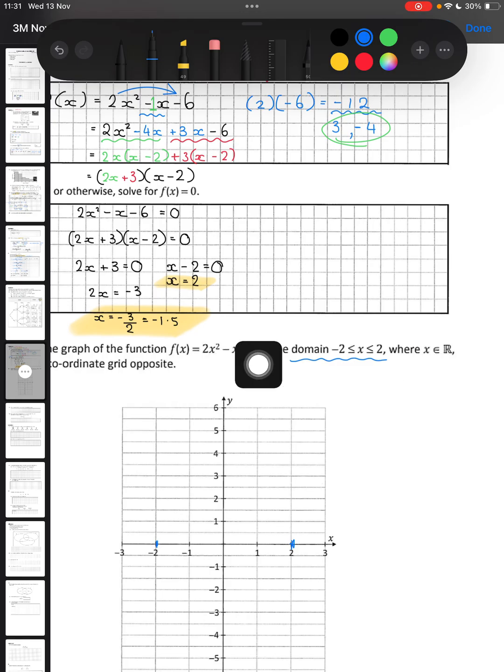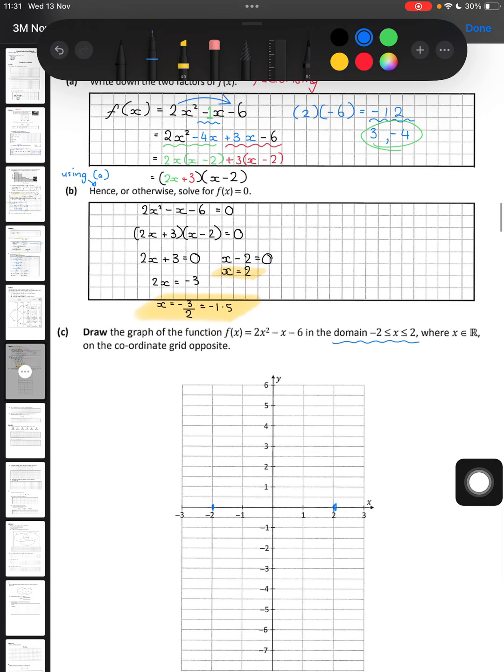Now we need to draw this graph. It doesn't specifically state to do an input-output table, but you need to do one.